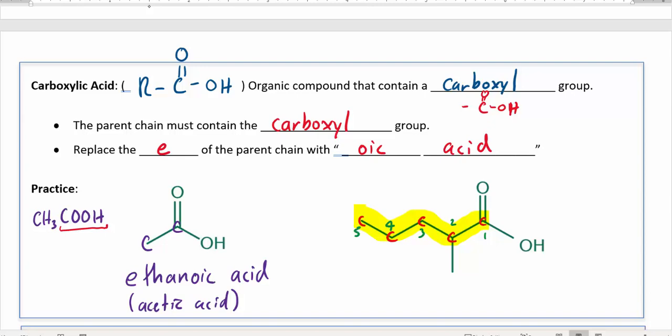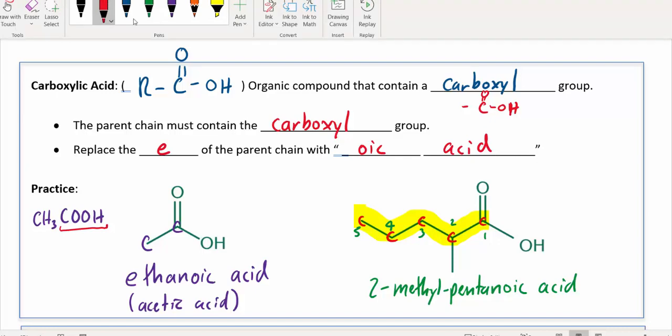And so when it comes to my name, it's a 5 carbon, and so I guess that is going to be a pentane, but it's a carboxylic acid, so it's a pentanoic acid. Now don't forget that I do have this group sticking off the side here. I do have a methyl group, so I should mention that it is a 2-methyl pentanoic acid.